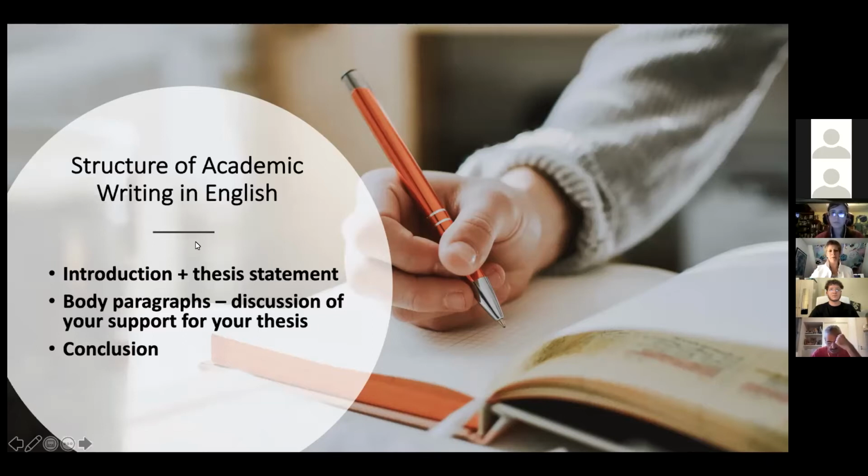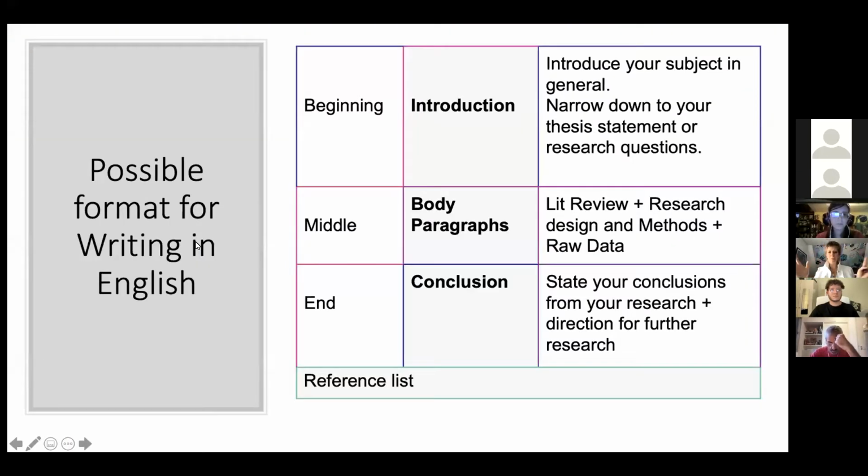Okay. All right. So keeping in mind how academic writing is in English, it might look something like this, all right? Your beginning is, like I said, the introduction. You're going to talk about your topic, maybe in general. You bring the audience in, you bring them down to your specific topic, okay? So you might have a thesis statement, you might have research questions. You're gonna pull them in, okay?